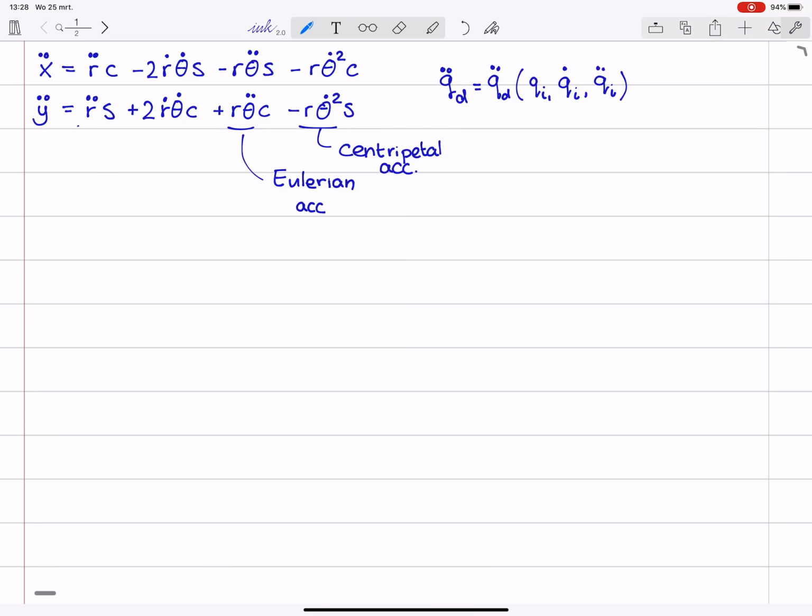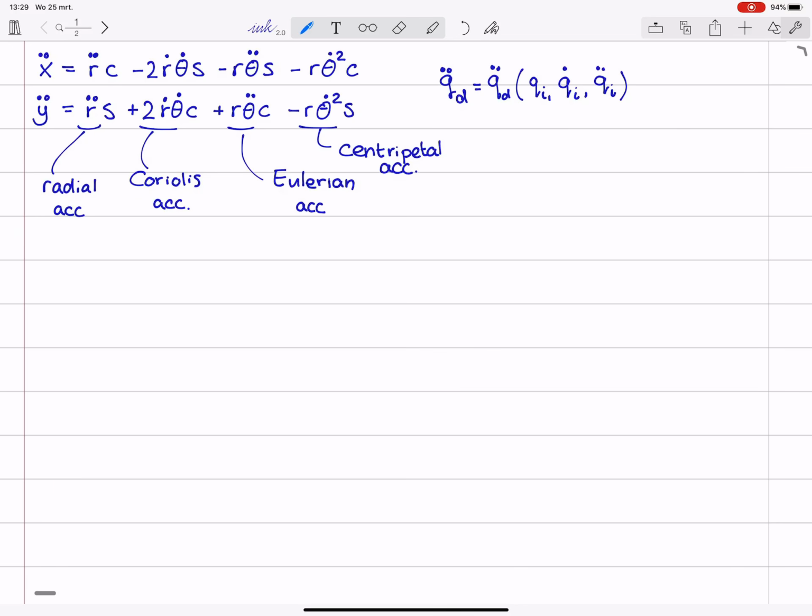Over here we have a term r double dot. This is called the radial acceleration. It's the acceleration outward. And then finally the term 2r dot theta dot, that is called the Coriolis acceleration. Okay, so 4 terms makes it kind of complicated.